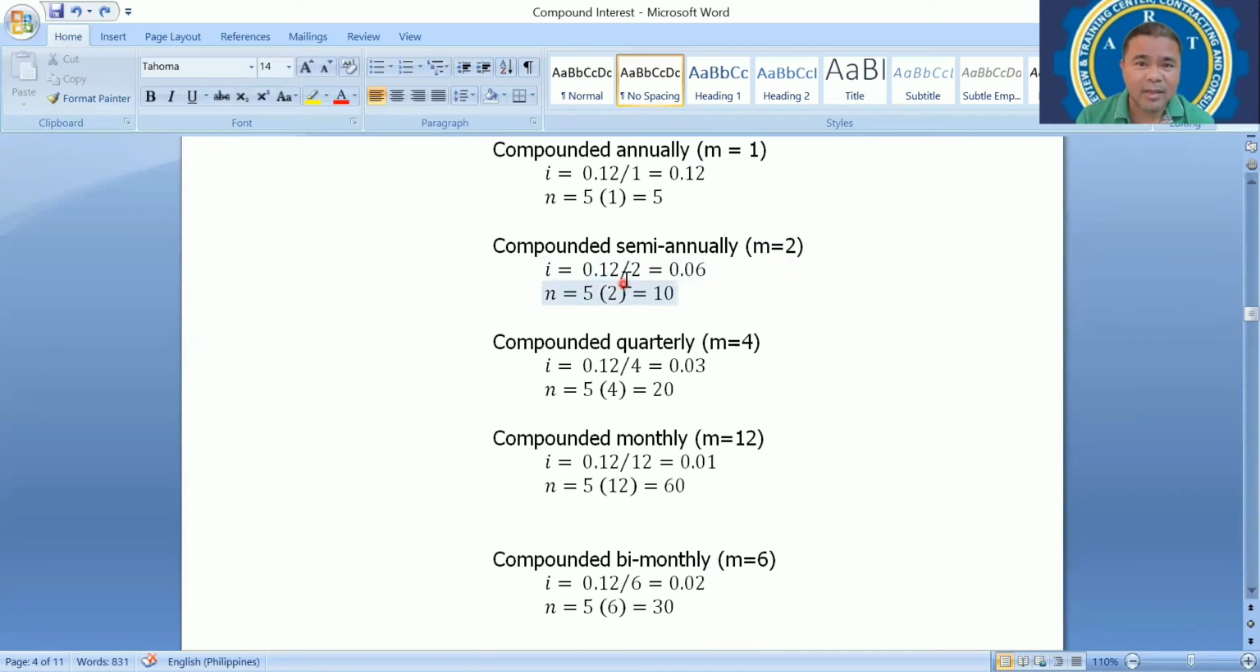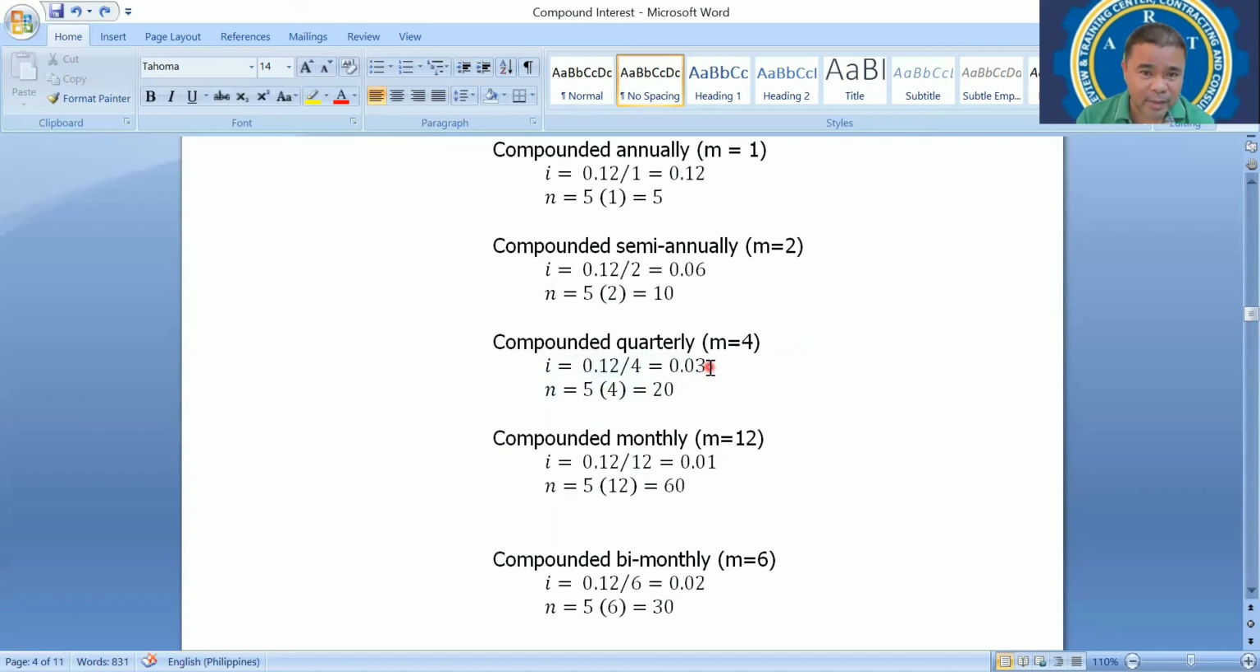Then your I, the interest rate of 12% divided by 2, becomes 0.06 or 6%. Your N becomes 5 times 2 equals 10. So it's very tricky if you misread what is required in the problem: whether it is compounded semi-annually, quarterly, bi-monthly, monthly, or every 3 months. So focus, read the problem carefully and understand what is required.